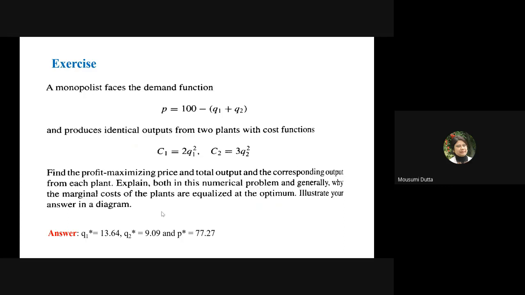Okay. So I think everybody has pen and paper. So please take the paper and write the equation. P is equal to 100 minus Q1 plus Q2. This is the demand curve. So look, here in the demand curve, I am considering the aggregate output, Q. In case of a discriminating monopolist, I consider two different demand curves: P1 is equal to a function of Q1, P2 is equal to a function of Q2. However, here I am considering an aggregate demand curve, P is equal to 100 minus Q1 plus Q2.